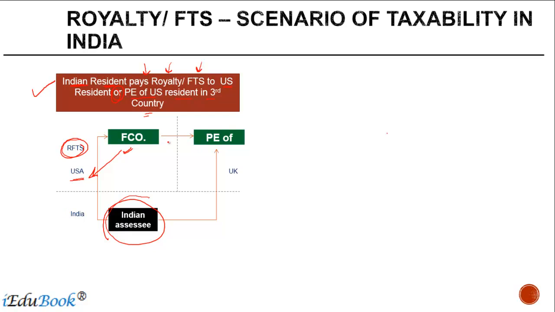The second situation could be that this foreign company has a PE in United Kingdom, and the Indian company makes a payment of royalty to such a PE. In both these situations, there are chances that this royalty may be taxable in India. For our discussion, I'm using the word royalty quite often, but whenever I'm using it and FTS is mentioned, it means royalty as well as fee for technical services.